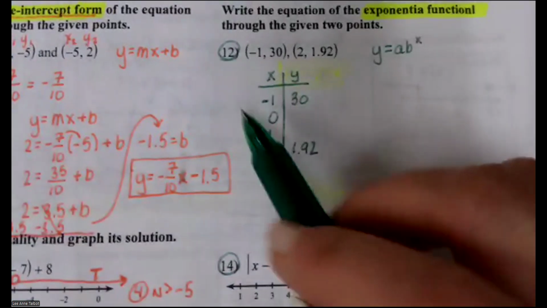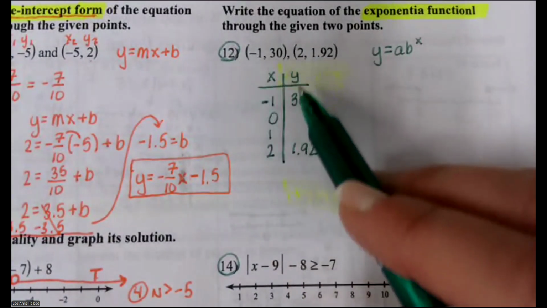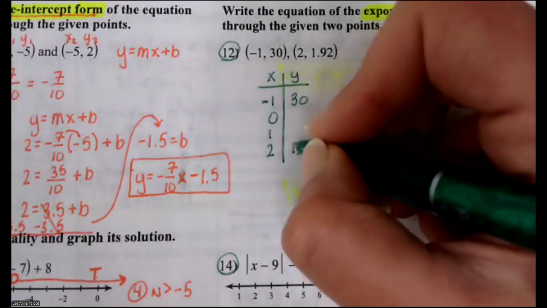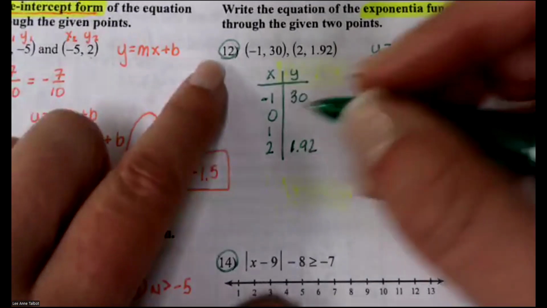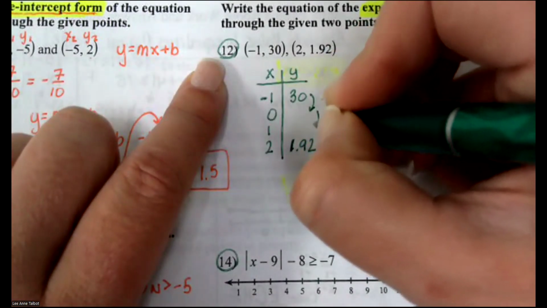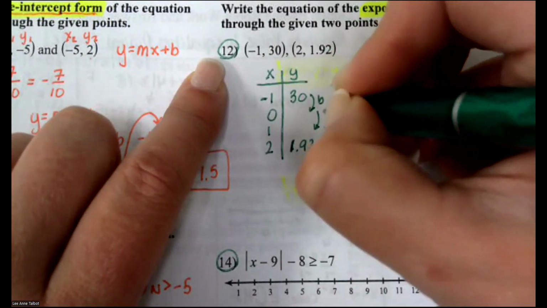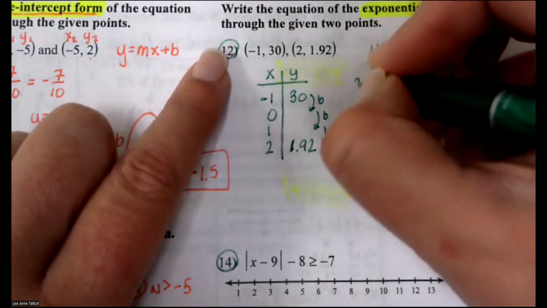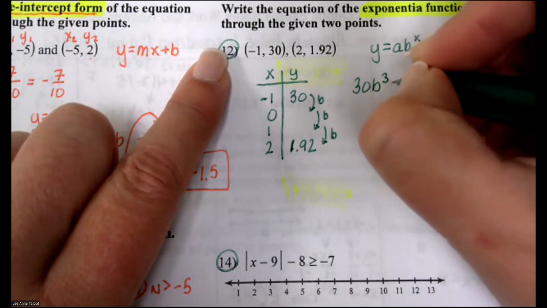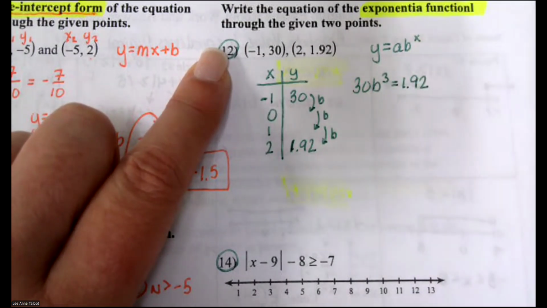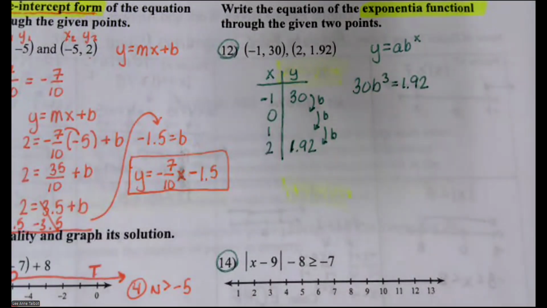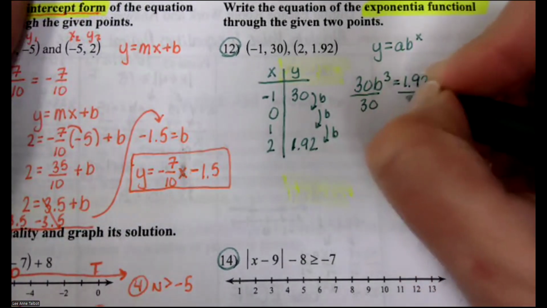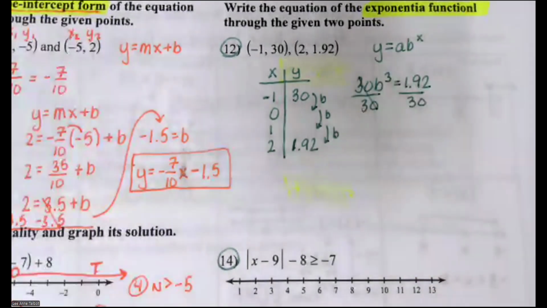Okay. It says negative 1, 30 and 2, 1.92. Now count the B's. 1, 2, 3, B, B, B. 30 B to the third equals 1.92. Divide by 30. I don't know what that is. One second.